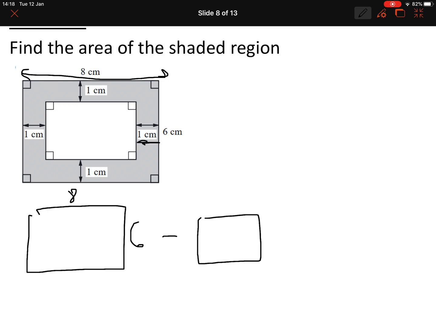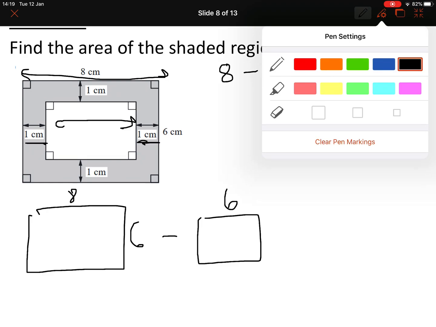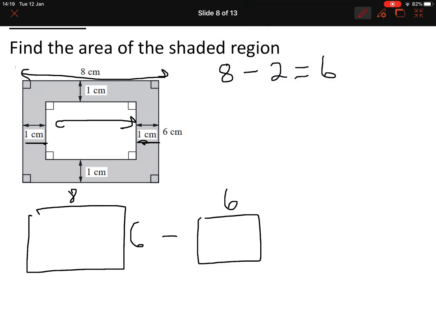The length of this little bit here is 1 centimeter. The length of this little bit here is also going to be 1 centimeter, okay? So the width, if I do 1 plus whatever the width is, I'll get 8. So all I've got to do to get the width is 8, take away 1 plus 1 is 2, so that would give you 6, okay?